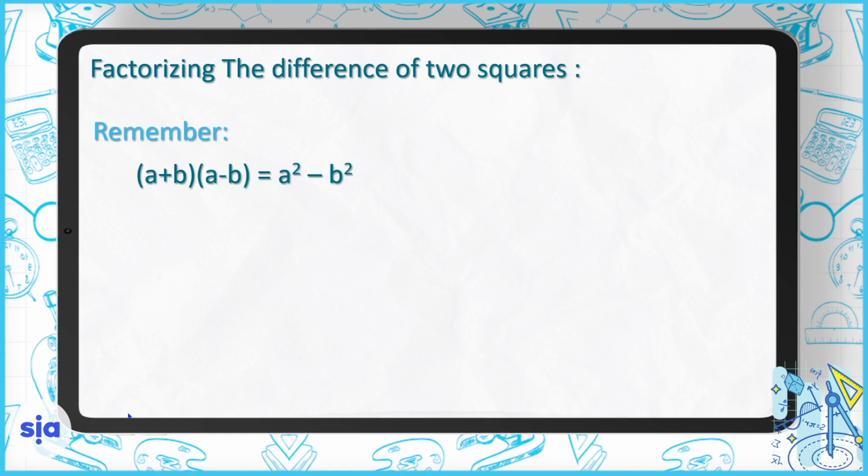In this session we'll be learning about factorizing the difference of two squares. Let's remember that a plus b multiplied by a minus b is equal to a squared minus b squared.